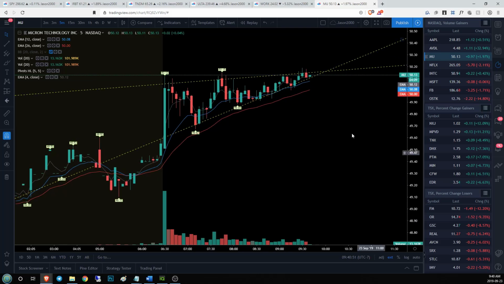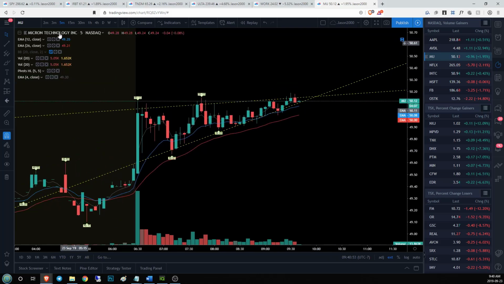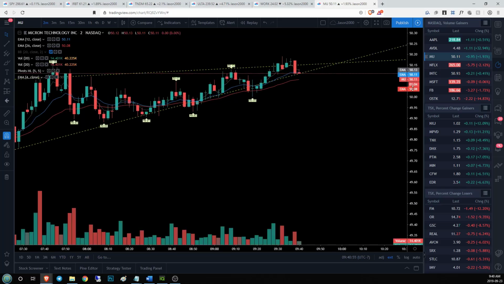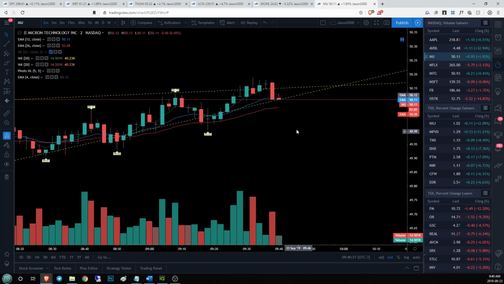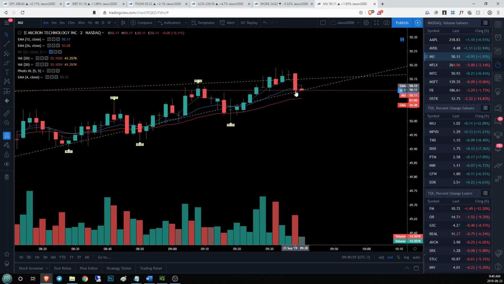So what I'm going to look for is going to be a 2-minute trend change. Let's zoom in right there, see what's going on. Still in a 2-minute uptrend. So what we need to do is have this low, and then we need to basically break the next low, which is going to be $50.